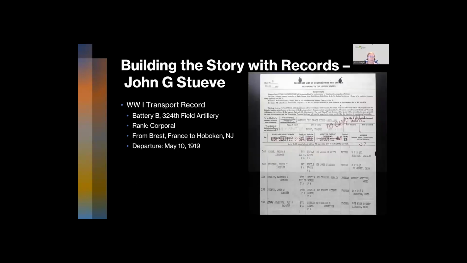What we find is that in this World War I transport record, he's leaving France. He left Brest, France, and arrived in Hoboken, New Jersey, in May of 1919. So he was on the ship Seattle, and we can see a list of all of the people that were on that ship with him and where they came from and so on, and where he was going. He was going to Camp Mills. So now we know that his unit had left France in May. He got back to the United States, and a couple of weeks later, he was discharged from the military.